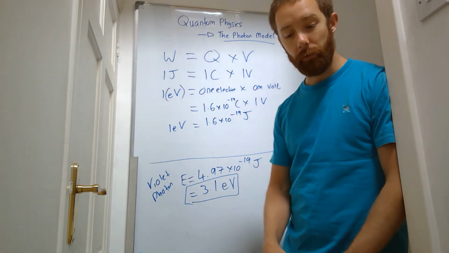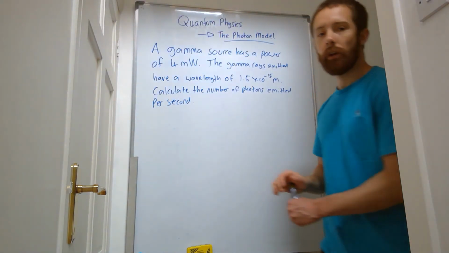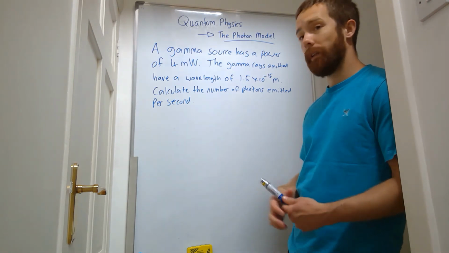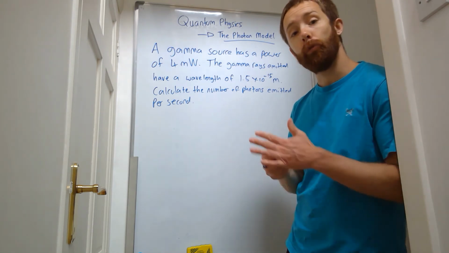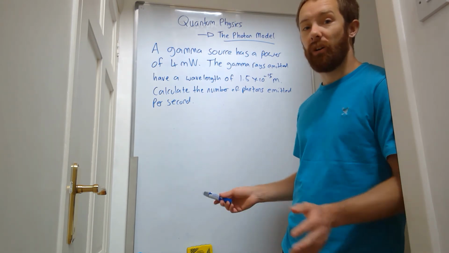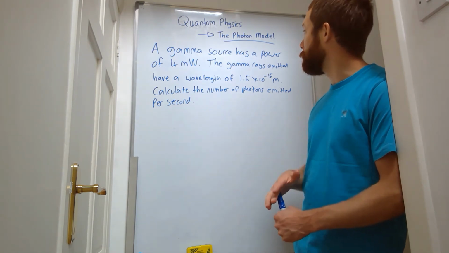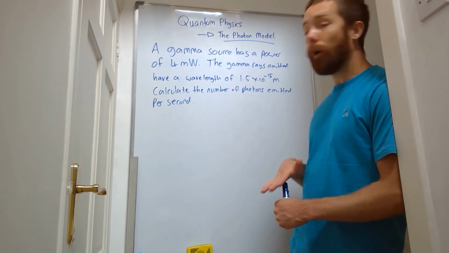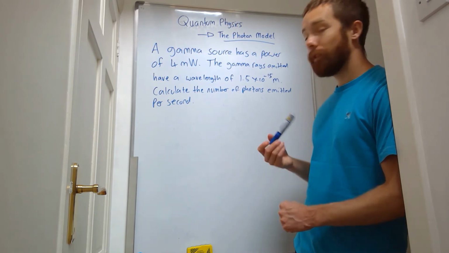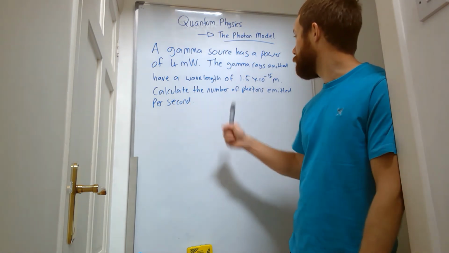Now I'll do one other example of this. I'll write a question here on the board. Right. So in this question, I've worded it in such a way that we've considered gamma rays and also photons. I'm going to read the question. A gamma source has a power of 4 milliwatts. I don't know how realistic this is, if this is particularly powerful or not. The gamma rays emitted have a wavelength of 1.5 times 10 to the minus 15 meters. Calculate the number of photons emitted per second. I've referenced rays, which kind of means waves here, and I've also referenced photons.